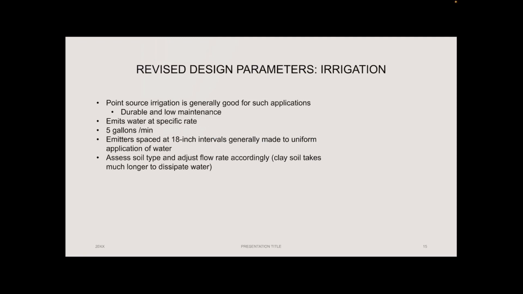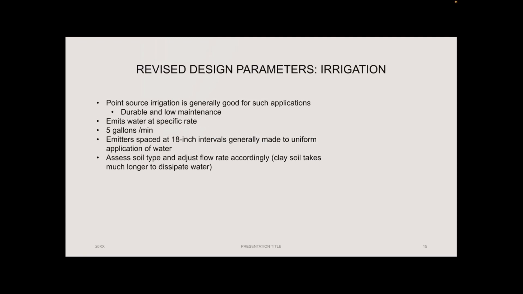So for irrigation, Mr. Gary suggested that a point source irrigation is generally good for the application we're trying to do. This is because it's durable and low maintenance. These point source irrigation systems emit water at a specific rate, and his example was 5 gallons per minute. He told us that spacing them approximately 18 inches apart will help to uniformly distribute water.